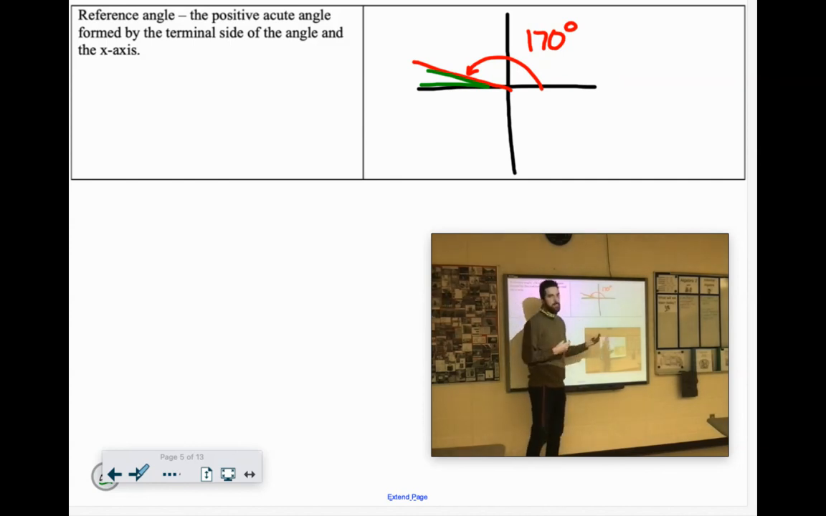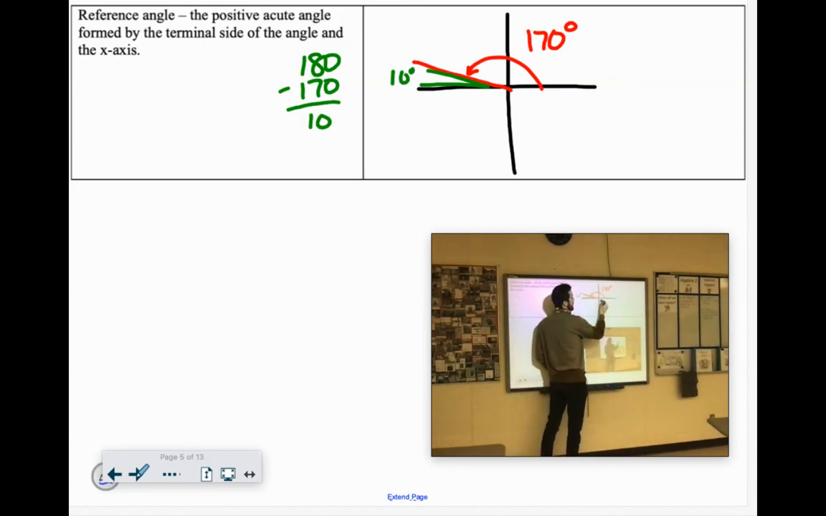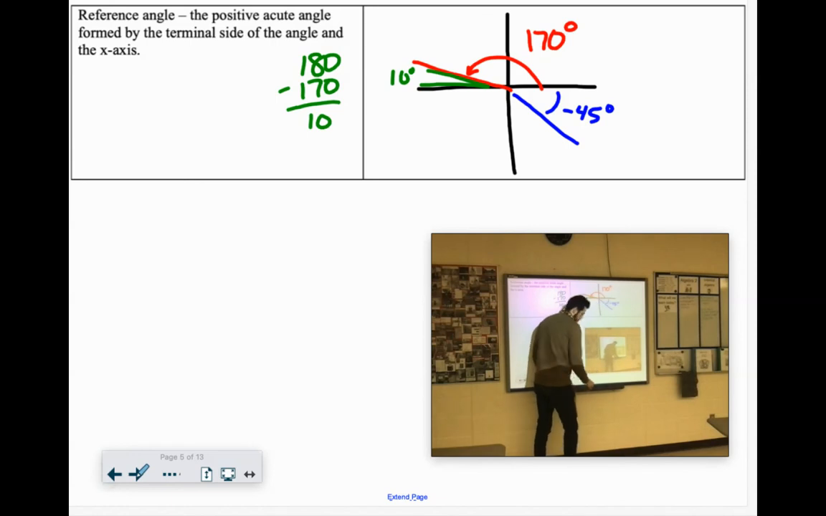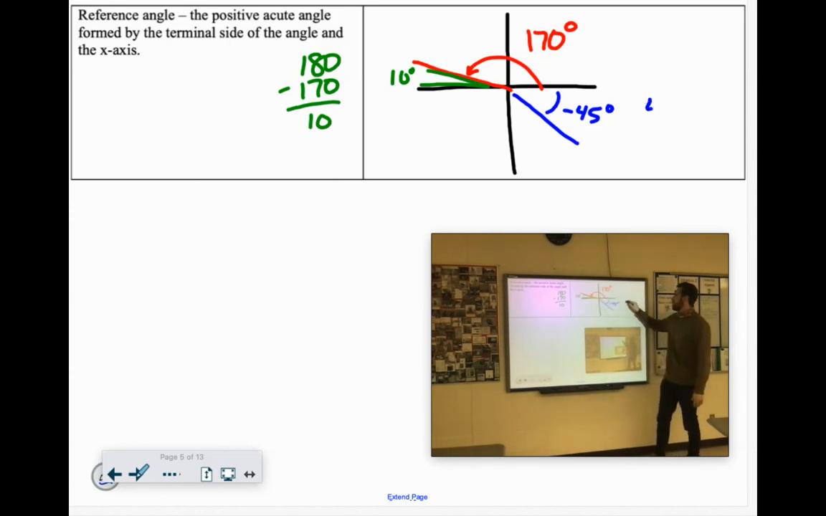And the way you can find it is you could just do 180 degrees minus 170 degrees, which will give us a 10-degree reference angle. Now let's say we had a measure of negative 45 degrees. All it says is it's just the acute angle formed between the x-axis and your terminal side. So that measure would be a 45-degree reference angle. It's always a positive number.